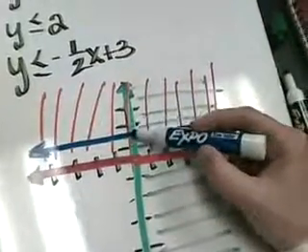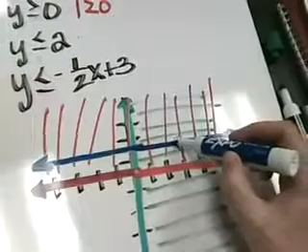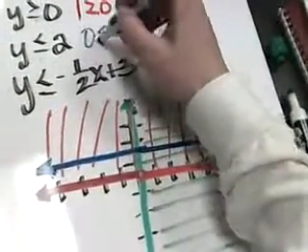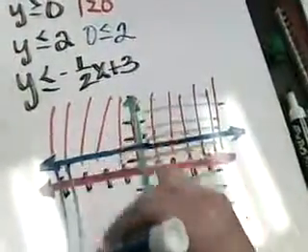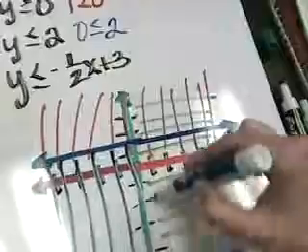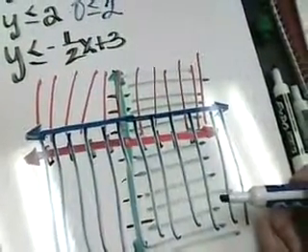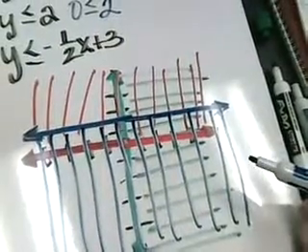Okay. Then I'm supposed to decide where to shade. Now this time I can do 0, 0 because he's not on my blue line. Is 0 less than or equal to 2? Yes, he is. So I'm going to shade down. You can kind of see where my shaded region is forming. It's where I have red, green, and blue right here in between.